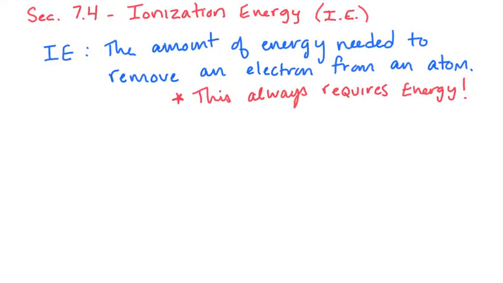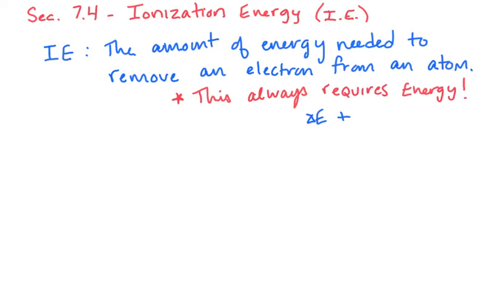This video is going to look at section 7.4. It's about ionization energy, and then we're going to also go into section 7.5 very briefly at electron affinity. Ionization energy, we can abbreviate IE, is the amount of energy needed to remove an electron from an atom. And it's always going to be a positive value because it's always going to require energy. So we say that the change in energy is going to be positive because it's going to require energy.